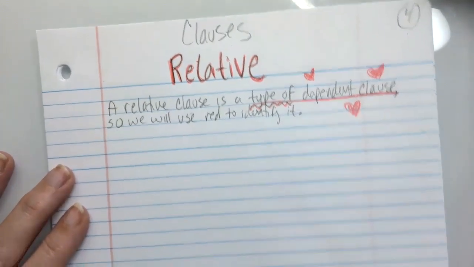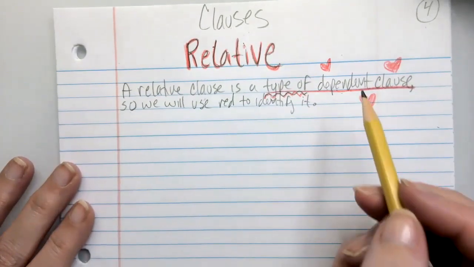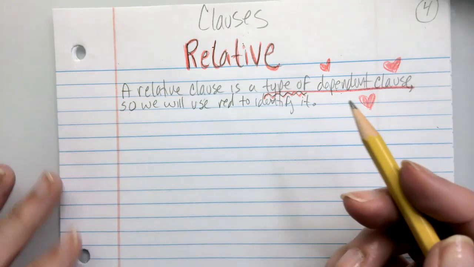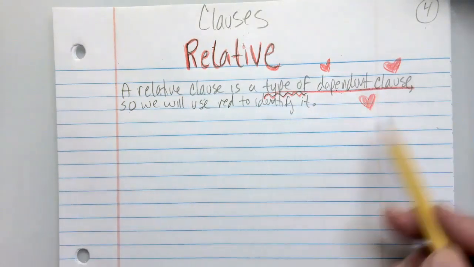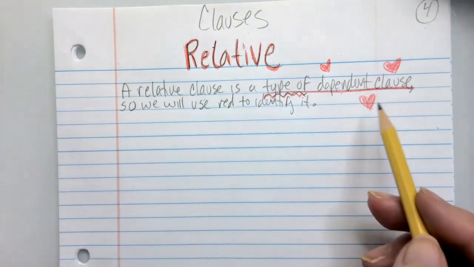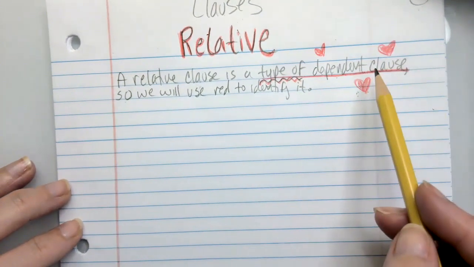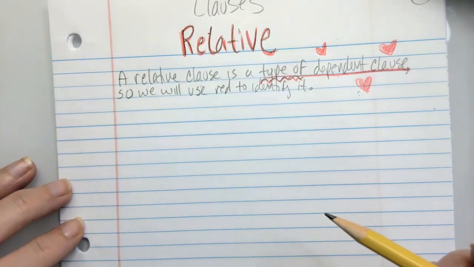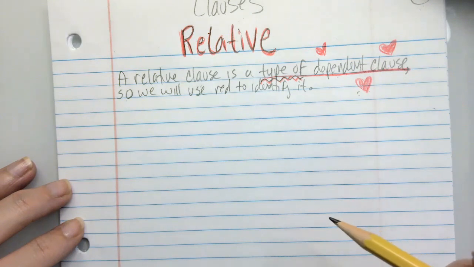Dependent seems to be a word that has a negative connotation, which really means like kind of the emotional feeling you get when you read a word. But do you know what? In writing, it's a good word because we want those. So we're going to add those hearts. This type of clause gives more information about a noun specifically.